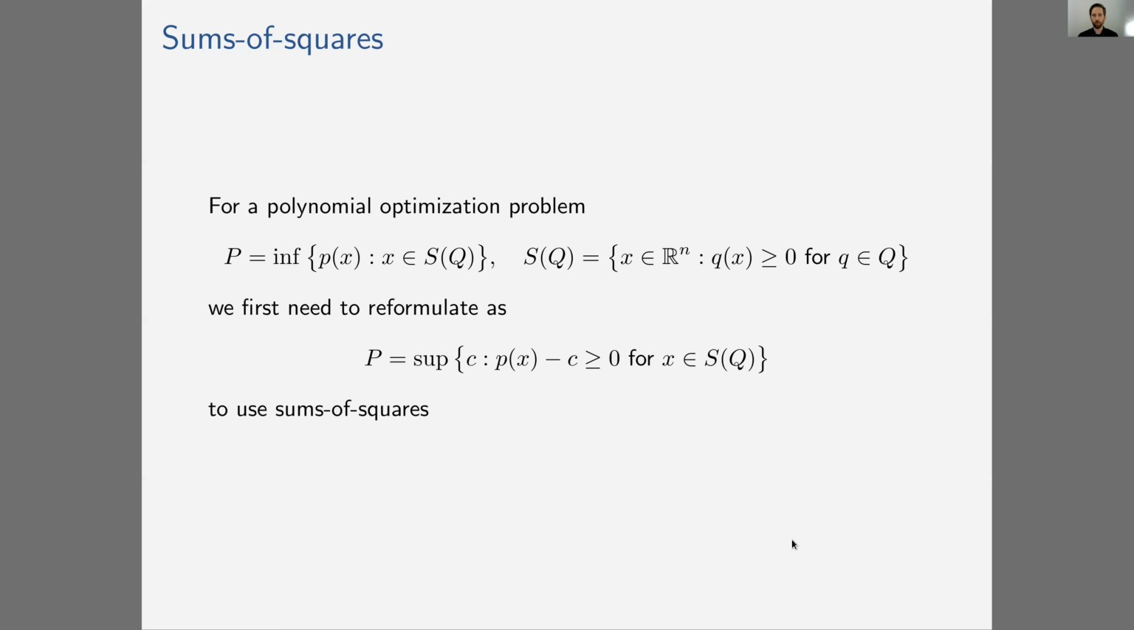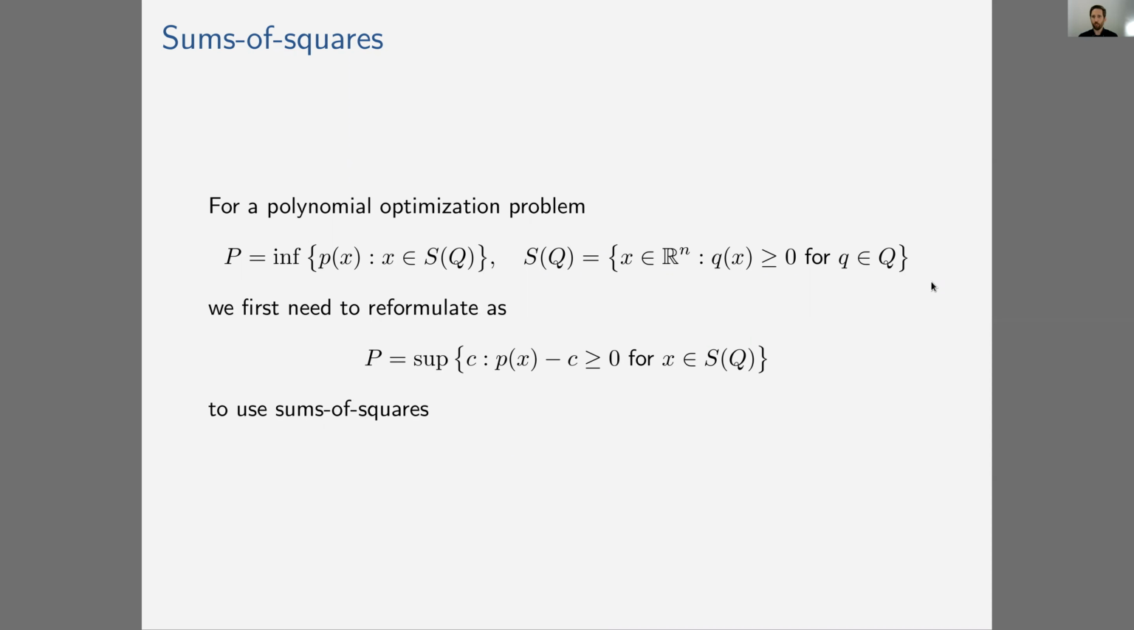So let's go back to the first of the 4 talks I gave. There we considered sums of squares. So we considered a polynomial optimization problem of this form. So we minimize p of x over x in the semi-algebraic set. By the way, I always just say semi-algebraic set, which is true, but strictly speaking, this is a special type of semi-algebraic set, a basic closed semi-algebraic set, but let's not worry about that here. So this is an example of a semi-algebraic set. So we have all x where q of x is non-negative for all q in Q.